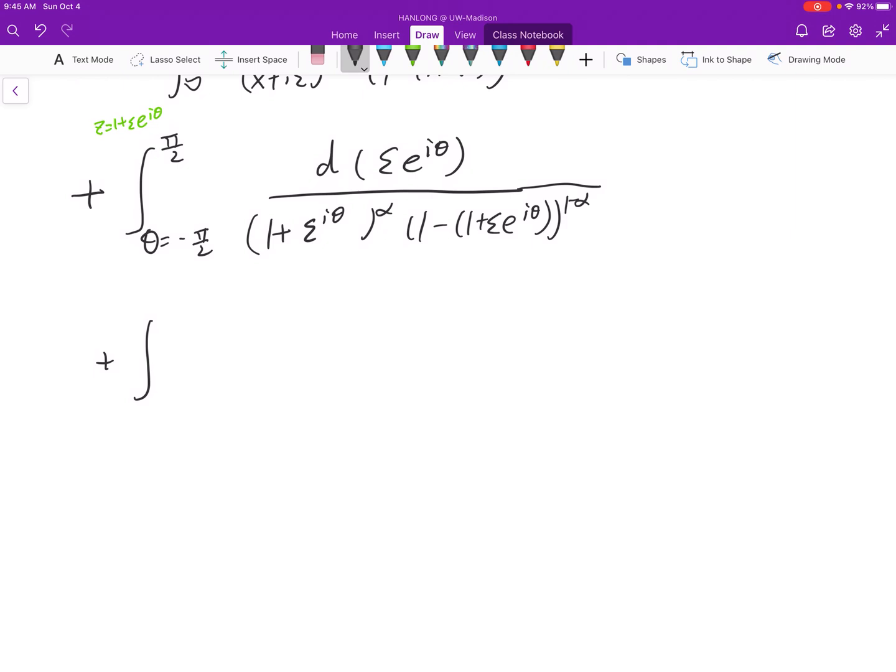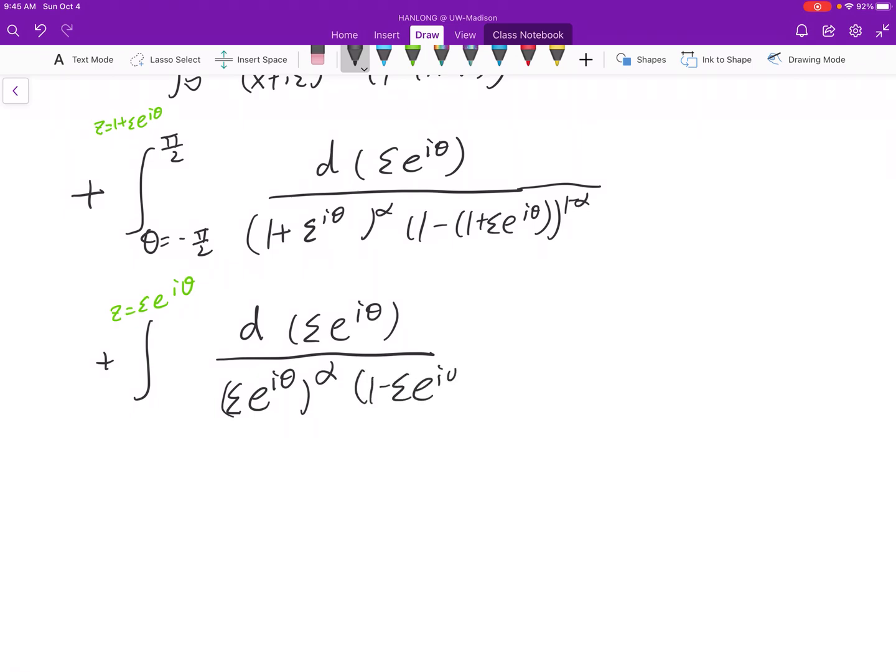And so for the left part, your parameterization is z equals epsilon exponential i theta. Okay, then you have d, epsilon exponential i theta over epsilon exponential i theta to the alpha's power times 1 minus epsilon exponential i theta to the 1 minus alpha's power. So the angle is from pi over 2 to 3 pi over 2.